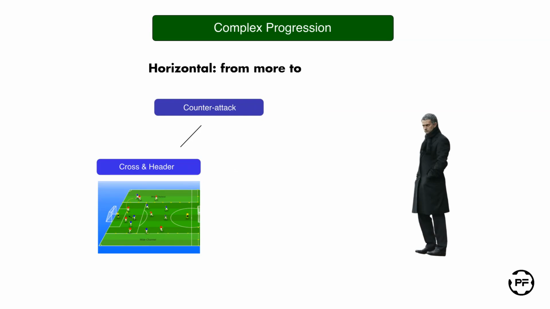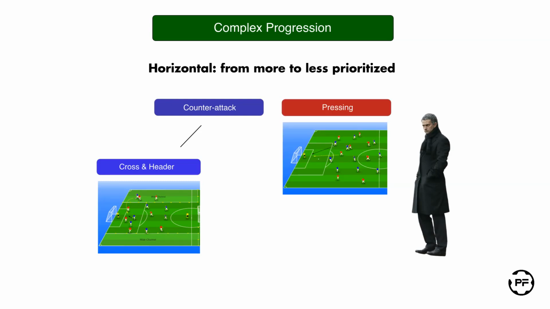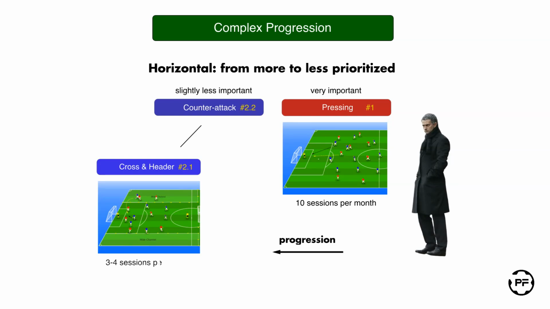Regarding horizontal progression, we should always proceed from more to less prioritized principles. If we claim that pressing behavior is one of the most important principles of our game model, whereas counterattacking is slightly less prioritized, then we should first start by teaching our team how to press, and only afterward how to counterattack with its crossing and heading elements. Here we might also have like 10 training sessions per month for coaching the pressing skill, while only 3 or 4 for coaching crossing and heading, for example.